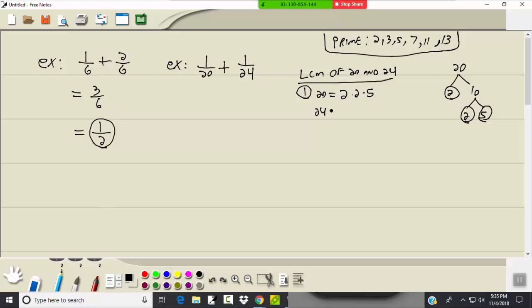Now our other number is 24. If I do my tree breakdown, 24 is divisible by 2. 2 times 12. 2 is prime, so I circle it. 12 is divisible by 2 also. 2 times 6. 2 is prime, so I circle it. And 6 is divisible by 2. 2 times 3. 2 is prime, so I circle it. And 3 is prime, so I circle it. So we'll have three 2s and one 3.